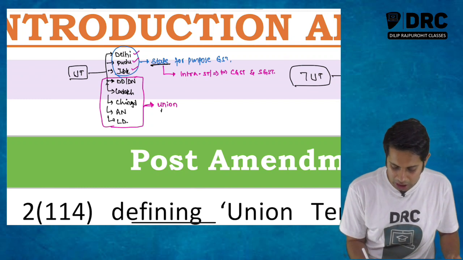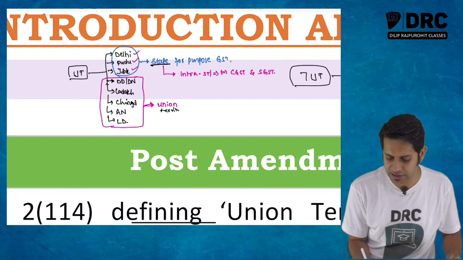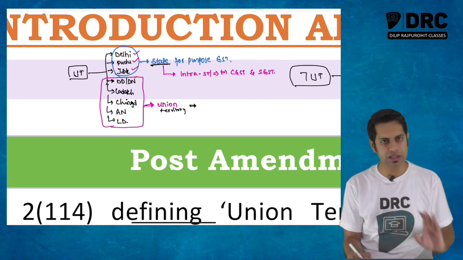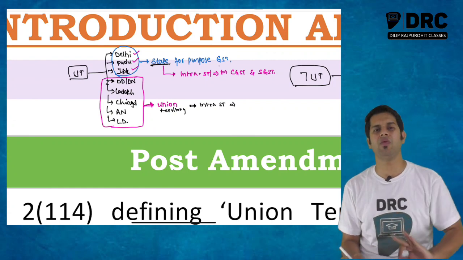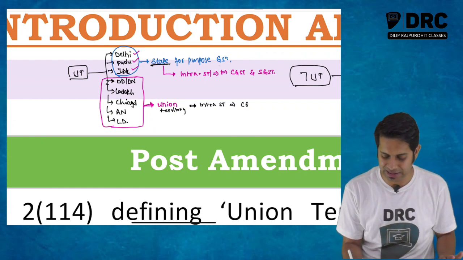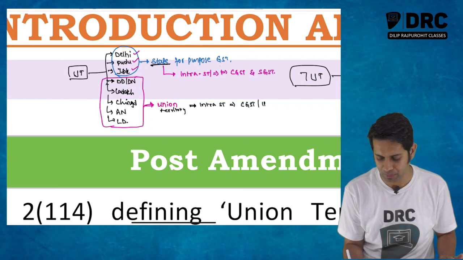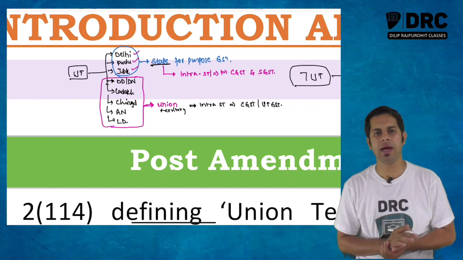Sir, what about these other union territories which are not regarded as state for the purpose of GST? For all these other union territories, whenever there is a transaction of intra-state supply or intra-union territory supply, you are required to pay a tax called CGST and UTGST. CGST and UTGST is required to be paid.